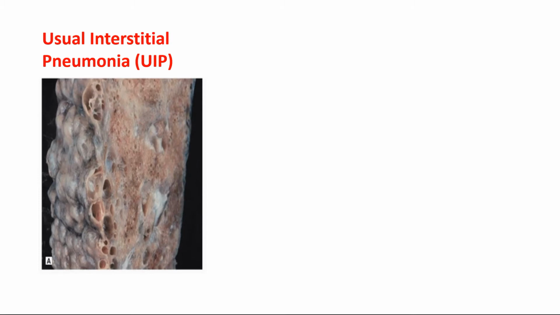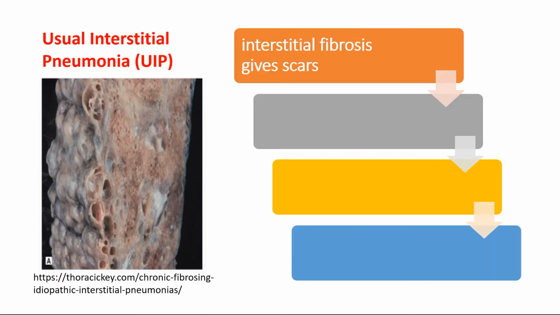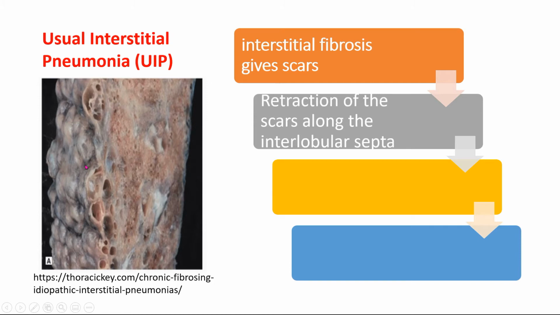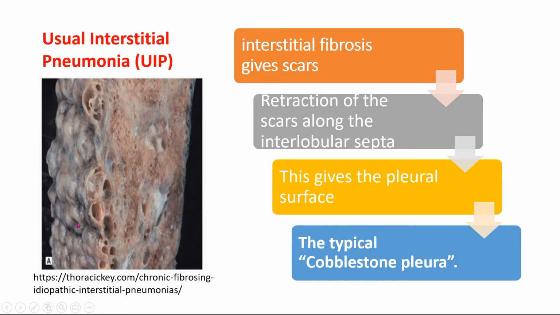Morphology of restrictive lung disease. In usual interstitial pneumonia, you can see here interstitial fibrosis. The interstitial fibrosis causes scars, and these scars, as you see, retract along the interlobular septa and give this pleural surface, the visceral pleura, what we call cobblestone pleura. Can you see this beautiful cobblestone appearance?